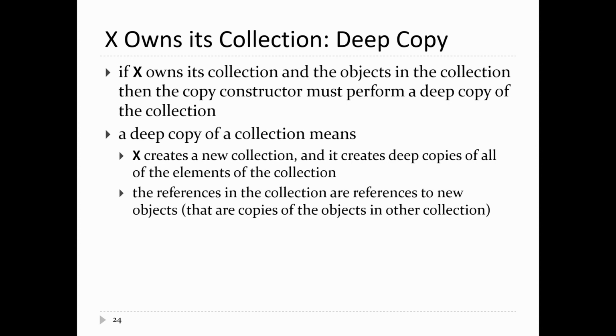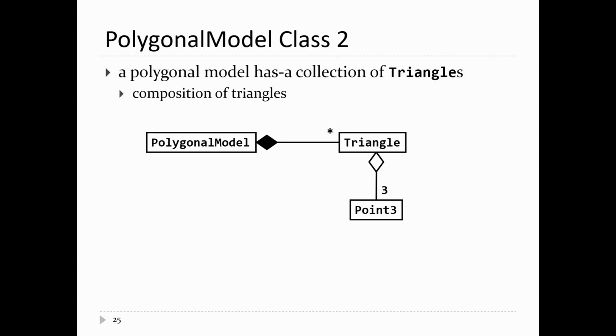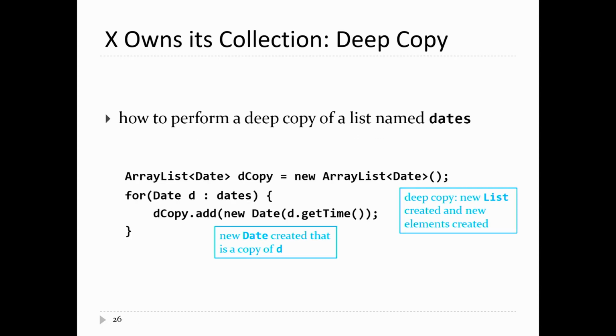So what does that mean? That means you need a deep copy of the list. A deep copy of a collection means you make a new collection object, and you make a new copy of every object that's inside the collection. So in this case, I have to make a new list and make a new copy of every triangle that's in the list. So now the picture changes. Now a polygonal model really is a composition of 0 or more triangles. How do I perform a deep copy? In a deep copy, now you have to use a loop.